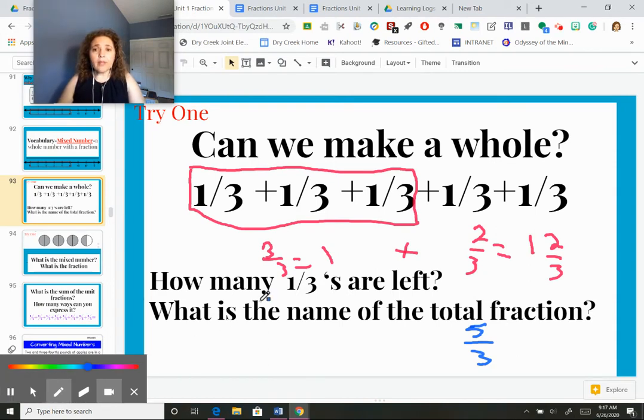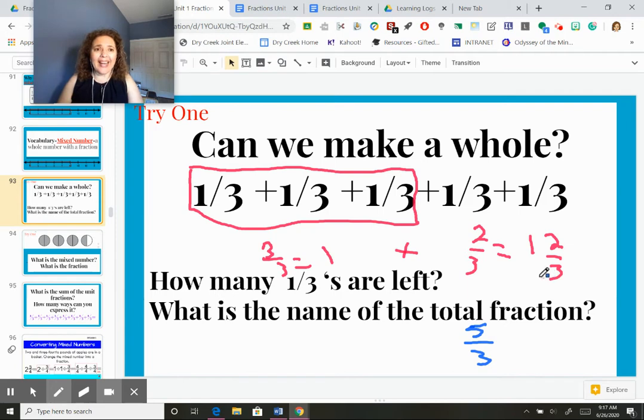Okay, so did you make a whole? So if you did a third and a third and a third, put those together. That gives me 3 out of 3, which equals 1 whole. And then I have a third and a third left over. So a third and a third makes 2 thirds. How many thirds are left? 2 thirds. So that gives me 1 whole and 2 thirds, for a total of 1 and 2 thirds.